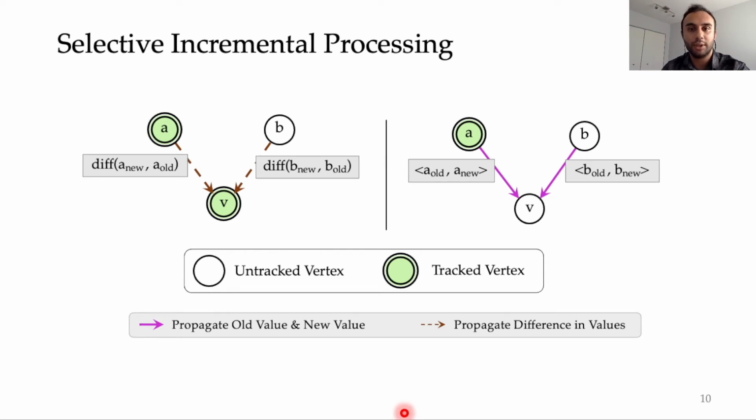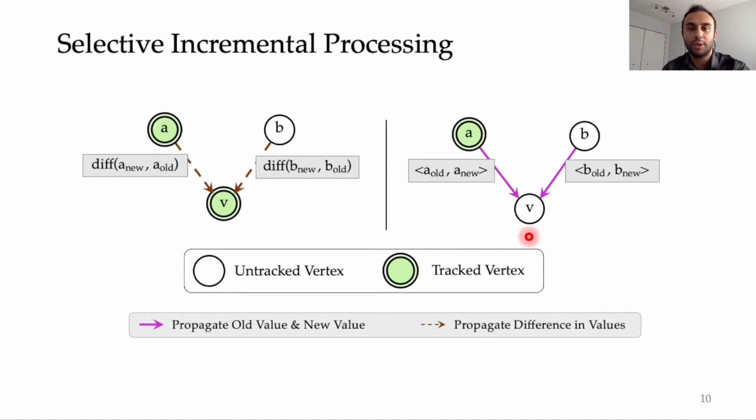If the target vertex is a tracked vertex, which I am showing here as the green vertex V, then only the difference in values gets propagated from the sources. On the other hand, if the target is not a tracked vertex, then both the old value and the new value are propagated so that the target can correctly compute the change.